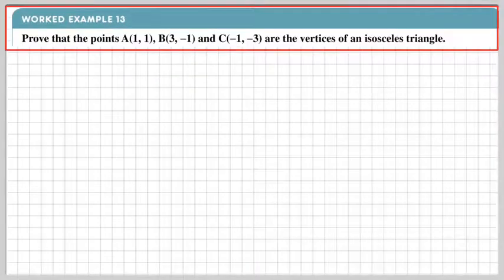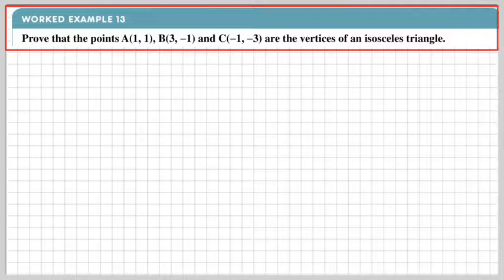And what else have we got? Right, prove that the points A, B and C are the vertices of an isosceles triangle. Well, that's a little bit clothed in mystery, isn't it? I think the best thing for you and I to do here, to work out what on earth they're talking about, is to draw a picture. And a picture in maths is a graph.